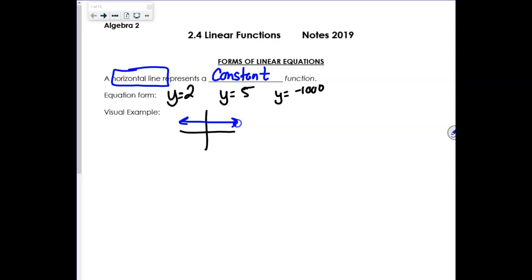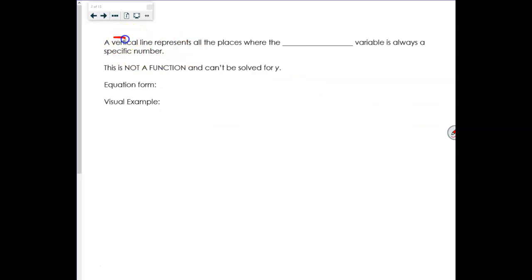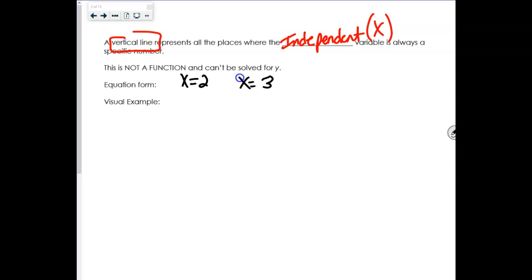Very good. So the buddy to that would be your vertical lines. You have a vertical line. It represents all the places where the independent variable is always a specific number. All right, so it is the x value, yes. So they're in the form like x equals 2 or x equals negative 3. Either way, what does the line look like, just in general? Up and down, a vertical line. Okay, so something like this.